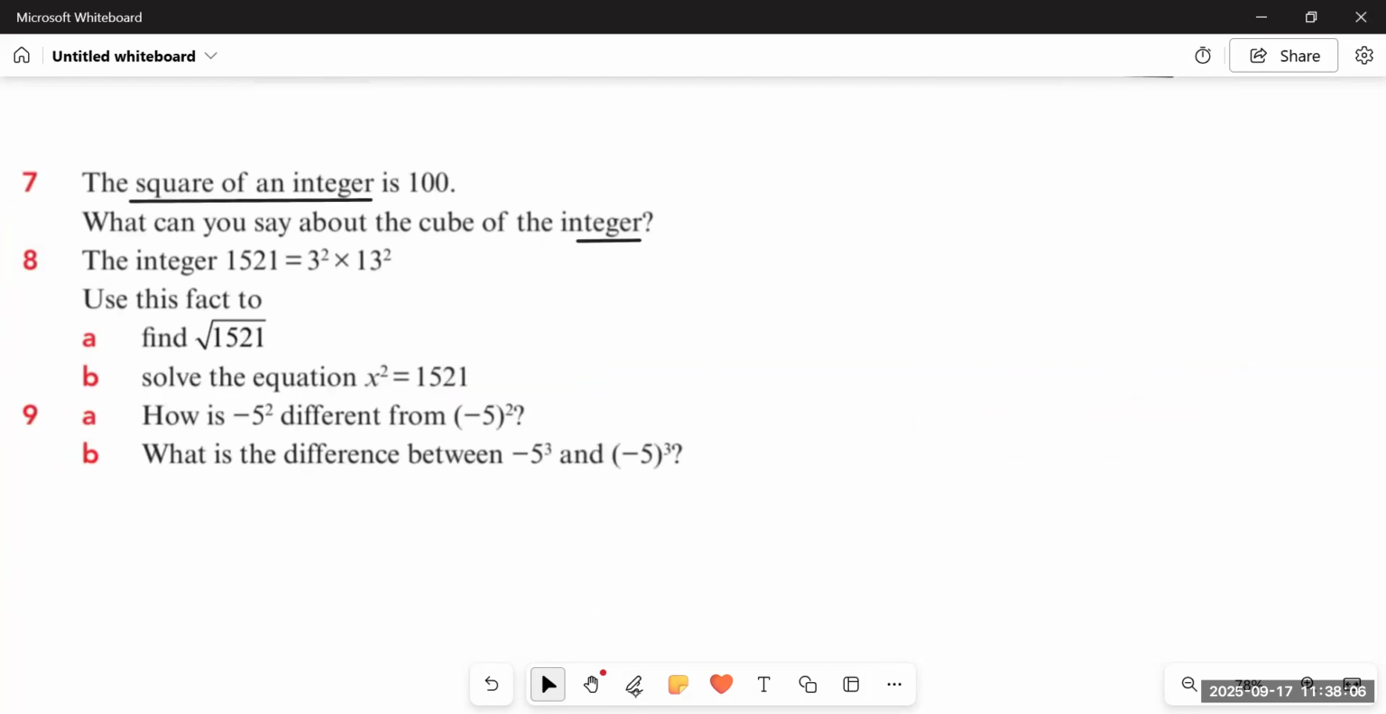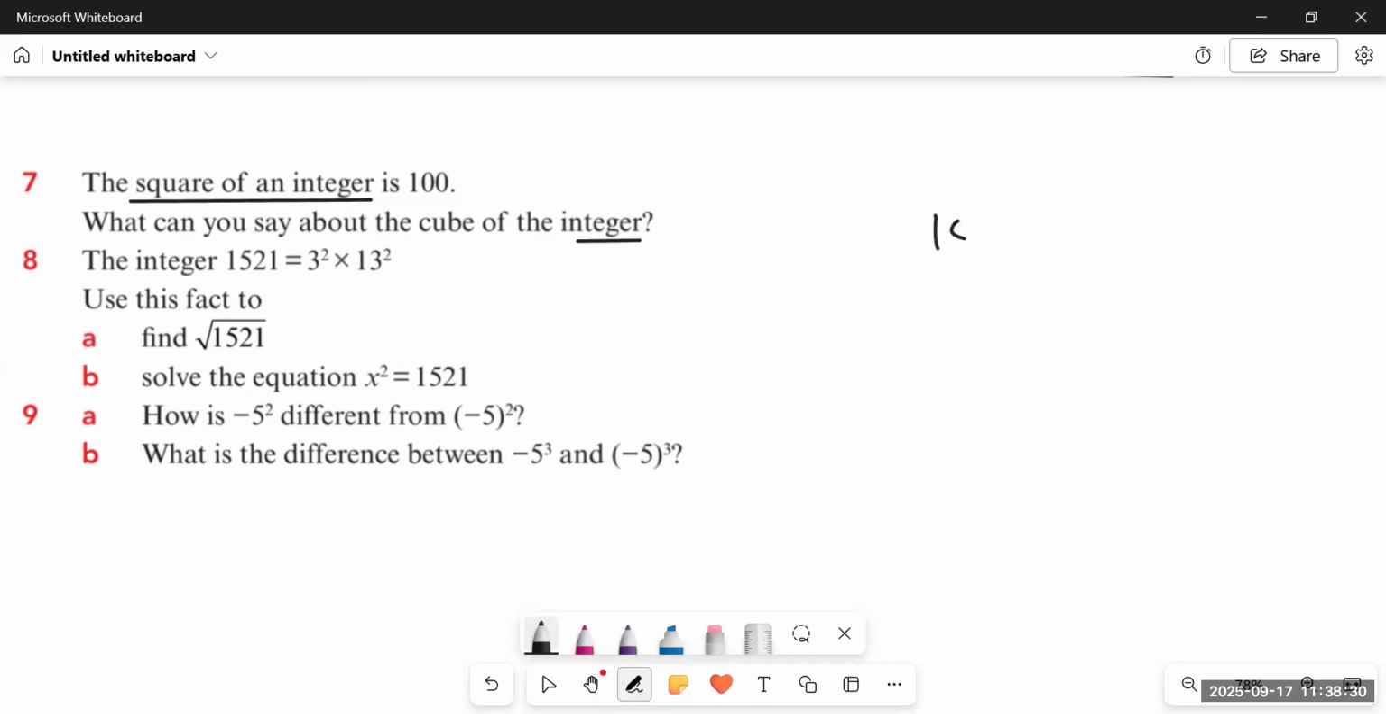We are provided with the prime factorization of 1521. You can find it on your own as well, but it's not needed. They are already providing us with the prime factorization, that when you factorize 1521, you're going to get 4 factors, 2 3's and 2 13's. This is what 3 square multiplied by 13 square means. We have to use this fact to find out the square root of 1521.